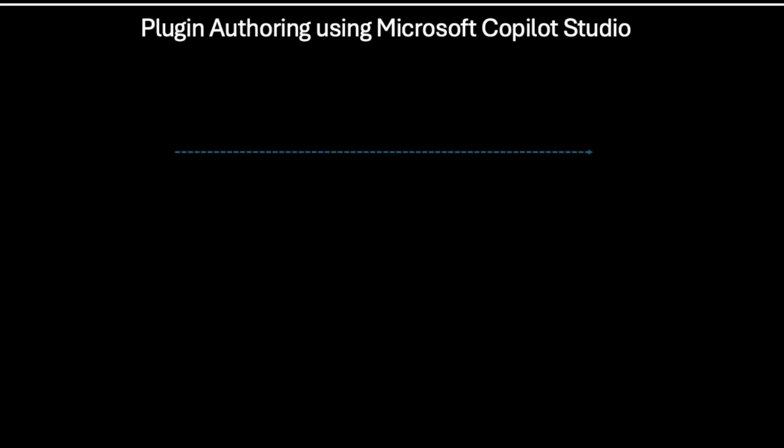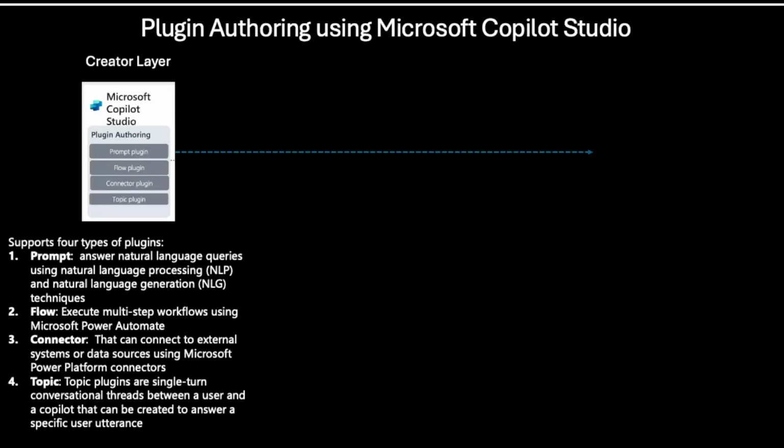So now let's talk about using Microsoft Copilot Studio to create plugins. The first layer is called the creator layer. And there are 4 distinct types of plugins. You have prompt, which answers natural language queries using NLP and also uses natural language generation, or NLG techniques. There's flow. If you want to execute multiple step workflows using Microsoft Power Automate, use flow. Now connectors, they can connect to external data systems or data sources using the Microsoft Power Platform connectors. And the 4th type of plugin is a topic.